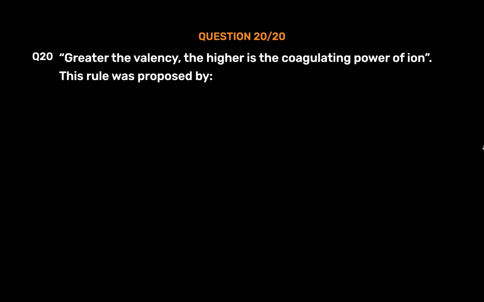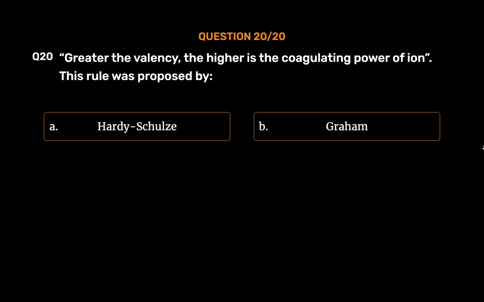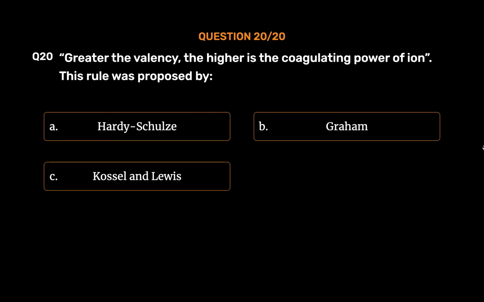Increases. Question number 20. Greater the valency, the higher is the coagulating power of ion. This rule was proposed by Option A, Hardy-Schulze. Option B, Graham. Option C, Kossel and Lewis. Option D, Faraday. The correct answer is Option A.